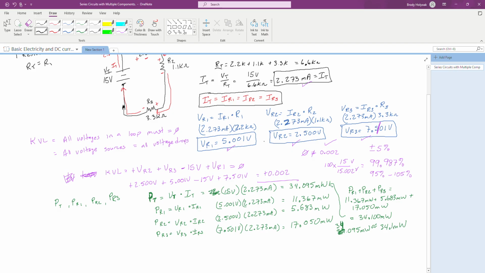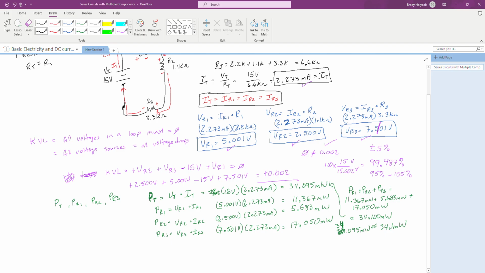My voltage drops are going to combine together to give me my voltage input or my voltage source. And then the power across my resistors, all the power that I'm using on each one of those, is also going to add up to my total power, how everything is being used. So my total power, I can calculate by using my total values, or solve each individual power, add them up, and there's my answer.